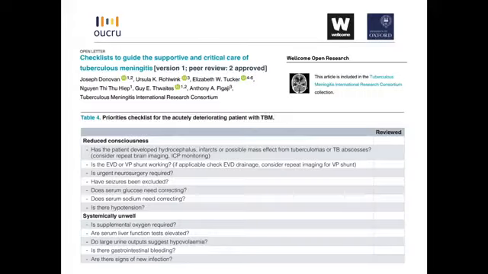This is something that was published a few months ago. We have performers, which will tell us all the data we need to collect for a thorough assessment of TB meningitis. And then we have a priorities checklist. So if you have a patient with TB meningitis whose Glasgow Coma score falls, like the example I gave you at the start, what are the things we need to think about?